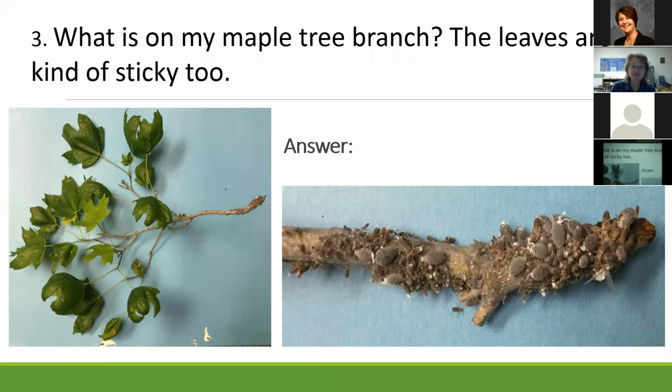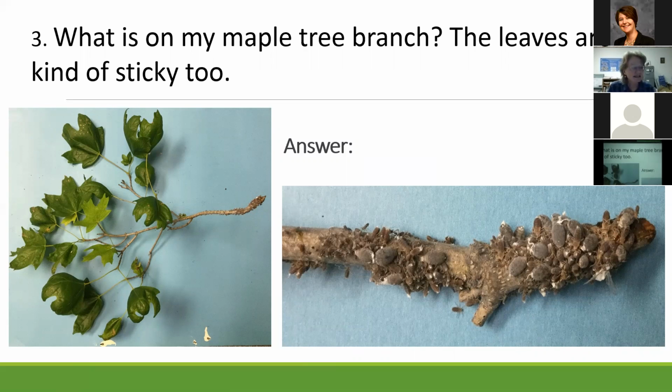What is on my maple branch? And the leaves are kind of sticky too. You can see here where the leaves are a little bit shiny, so they felt sticky as well. This particular problem is actually woolly aphids. There are some scale insects, especially cottony maple scale, but it looks a little bit different. Aphids, as well as scales, can make the leaves sticky, because they feed on the sap of the plant, and if they can't digest all the sap, they exude it out of their bodies, and that's what makes the leaves sticky.